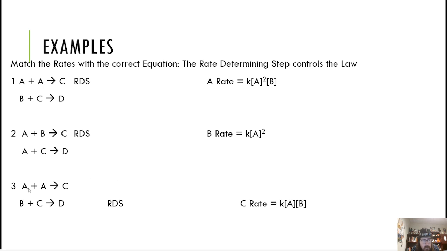And then if the second step is slow, A and A react to form C, but then C reacts to form B. So we have to replace C with the A squared. And so we have an order dependence. So A plus B, example A, matches up with the mechanism of 3.